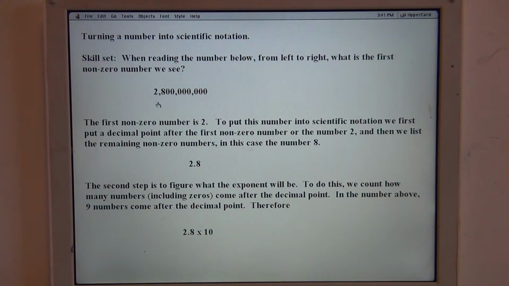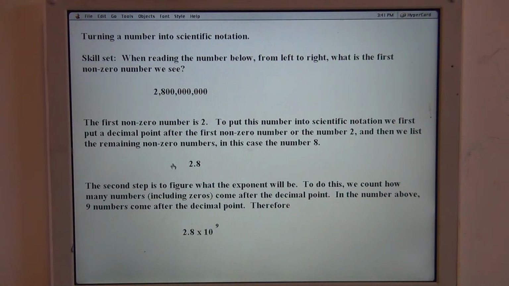So we put the decimal point here, and we wrote the 8. Now we're going to count how many numbers come after the decimal point: 1, 2, 3, 4, 5, 6, 7, 8, 9. So 9 numbers come after the decimal point. So we have taken this number, which is 2,800,000,000, and we have written it in this format: 2.8 times 10 to the 9th power.